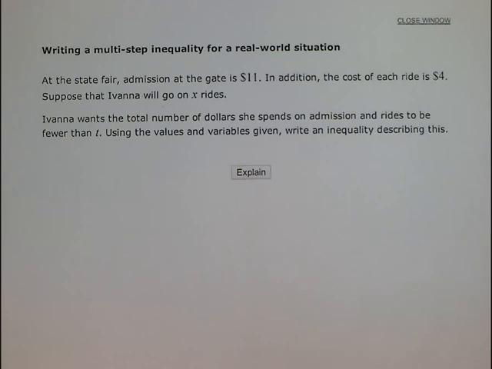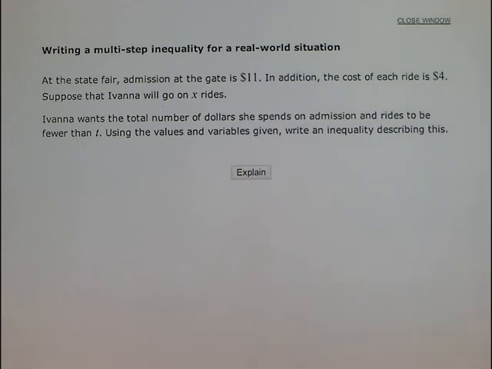Writing a multi-step inequality for a real-world situation. At the state fair, admission at the gate is $11. In addition, the cost of each ride is $4. Suppose that Ivana will go on x number of rides. Ivana wants the total number of dollars she spends on admission and rides to be fewer than t. Using the values and the variables given, write an inequality describing this.